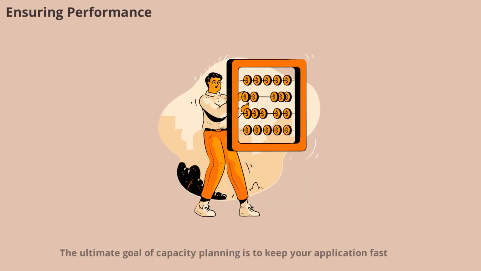The ultimate goal of capacity planning is to keep your application fast, reliable, and cost-effective, no matter how much traffic it receives. By estimating and preparing for future needs, engineers can avoid slowdowns and outages. This proactive approach means your users enjoy a seamless experience, even during busy periods. It also helps your company save money by avoiding over-provisioning and making smart use of resources. Capacity planning is a balancing act between performance, reliability, and cost.